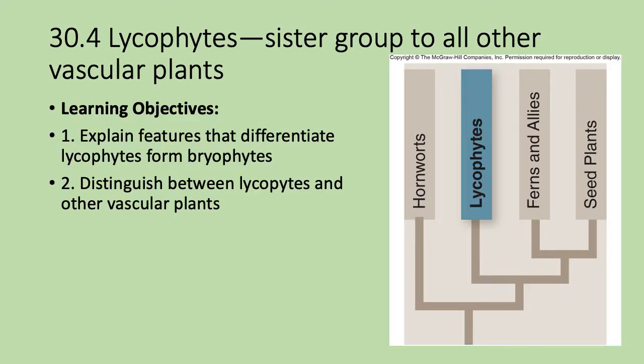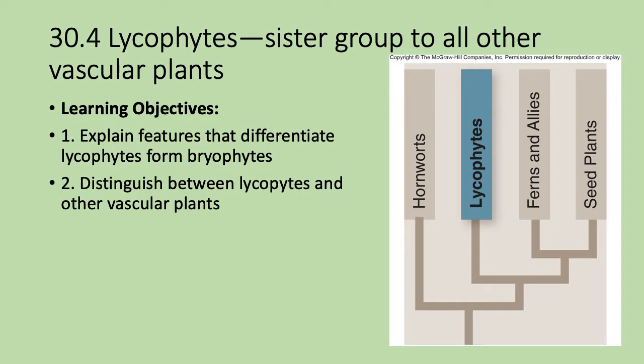Okay, I think we're ready to roll here. So we are going to finish chapter 30, which is seedless plants. So we'll talk about the Lycophytes and the ferns and their allies. And then we'll start chapter 31, which is the seed plants, and get into gymnosperms and angiosperms.